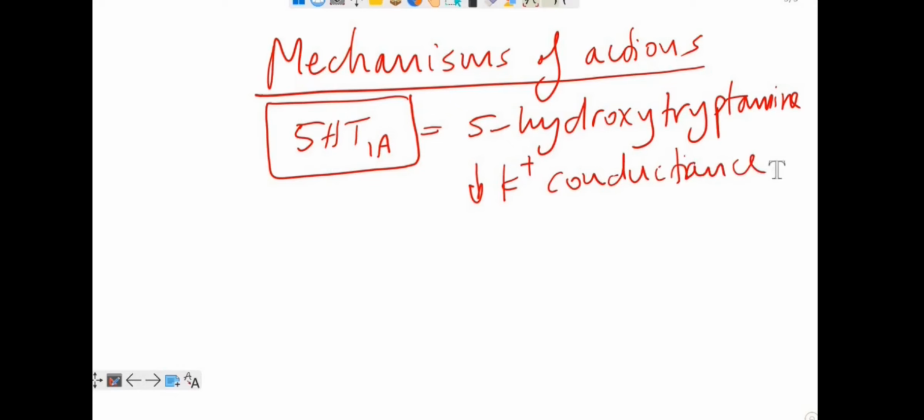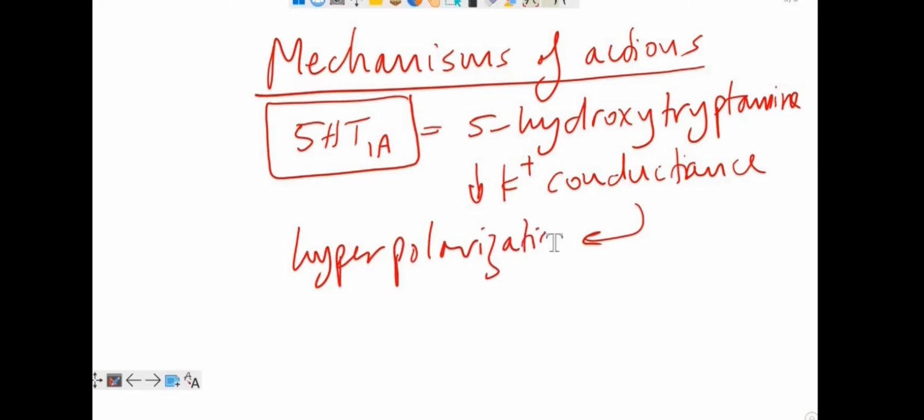They decrease the potassium conductance, and this decrease in potassium conductance will lead to hyperpolarization of the neuron. Well, hyperpolarization, we said this is what? Inhibition. So this is how they act. They act on certain 5-HT1A receptors by decreasing the potassium conductance.